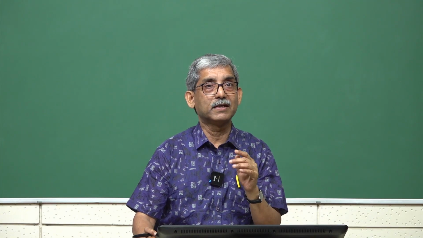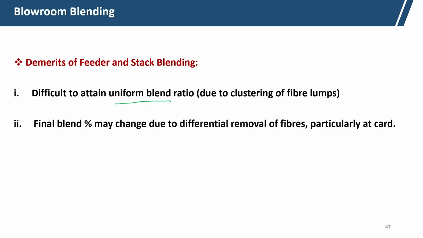Final blend percent may change due to differential removal of fiber, which we have discussed particularly at carding. So, if we use polyester cotton, the cotton will be preferentially removed at the carding. That is why the fiber blend percent changes with the process.